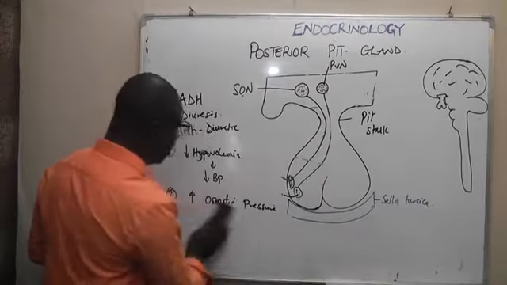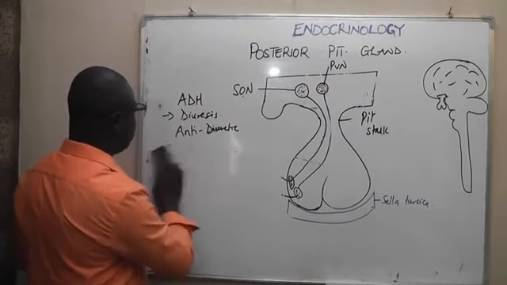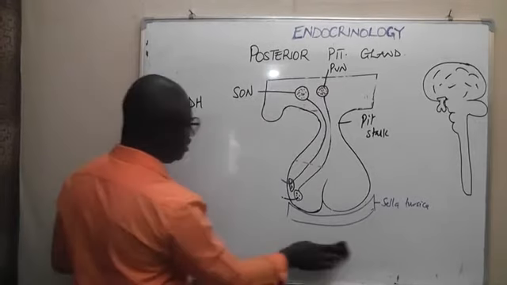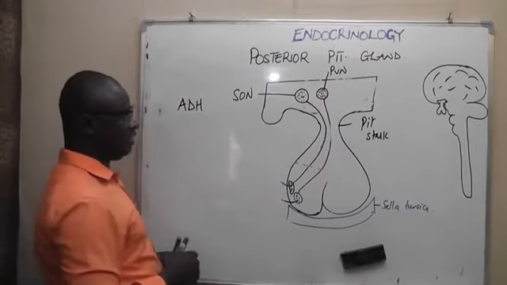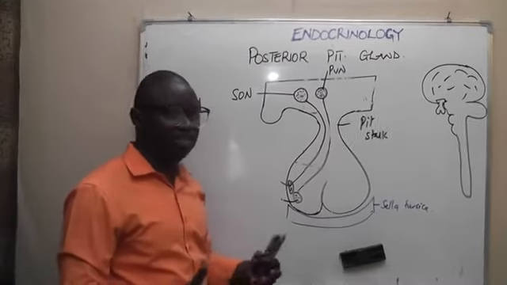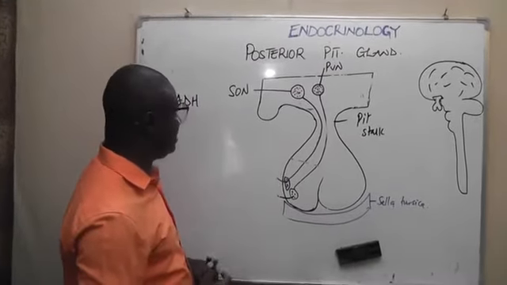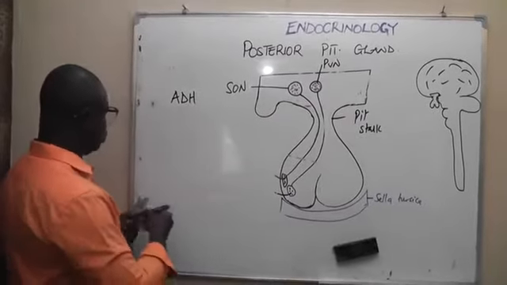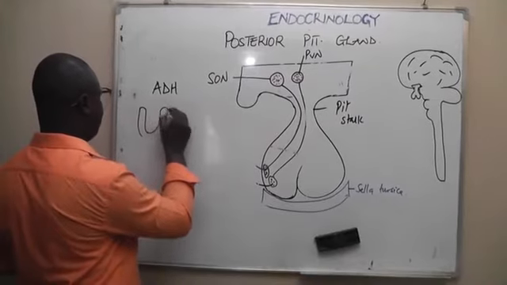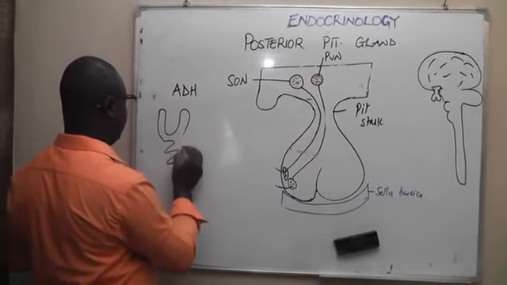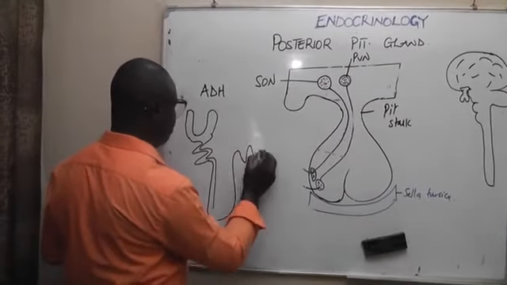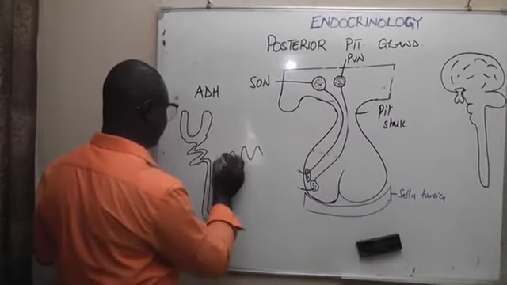Now that we've looked at the stimulating factors, or what actually causes the release of ADH, what is actually the function of ADH? When any of these stimulating factors are initiated and ADH is released, first of all, it goes to the renal tubules. Remember your nephron. Let me just have a rough diagram. Now, this is your nephron.